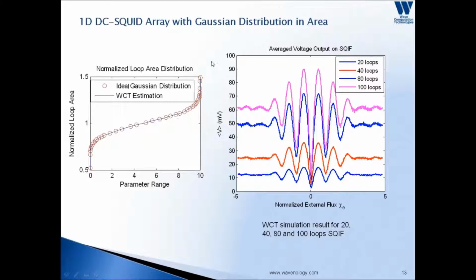We use the loop array, and normally their sizes are different, so you do have a distribution to describe the size change. For example, we use a Gaussian distribution. That means the very first loop has a small size, and the very last loop has a much bigger size, and the size change follows this curve. We apply 20, 40, 80, up to 100 loops. You will see that this is the response.